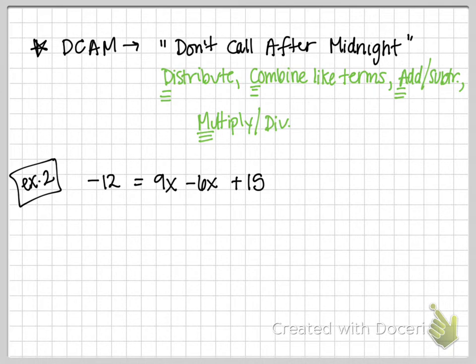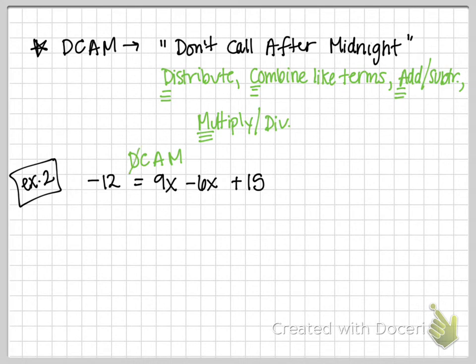Example 2 says negative 12 equals 9x minus 6x plus 15. That's a lot. Negative 12 equals 9x minus 6x plus 15. Would you like to simplify so you have 3x plus 15? Yes. Yep, so I'm going to write my little abbreviation, DCAM. Is there any distributing? Do I need to do the D part of this? No. So we're going to cross that one out.